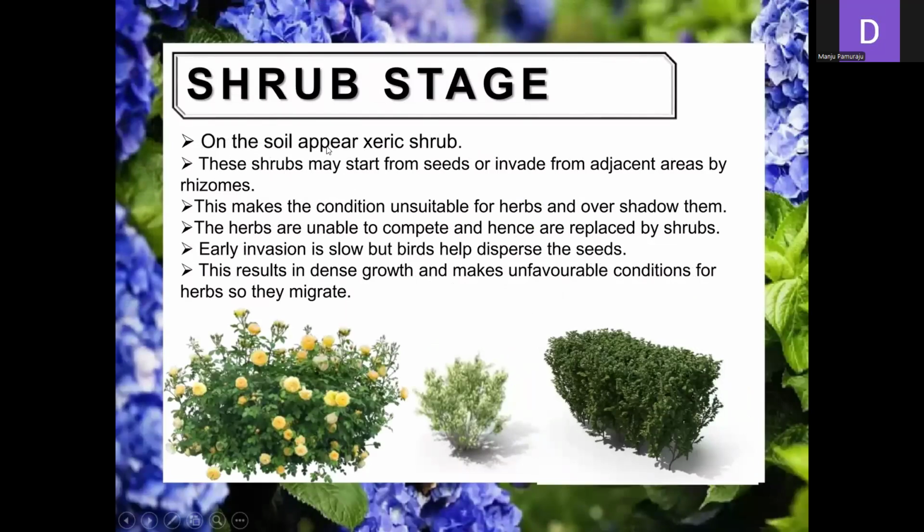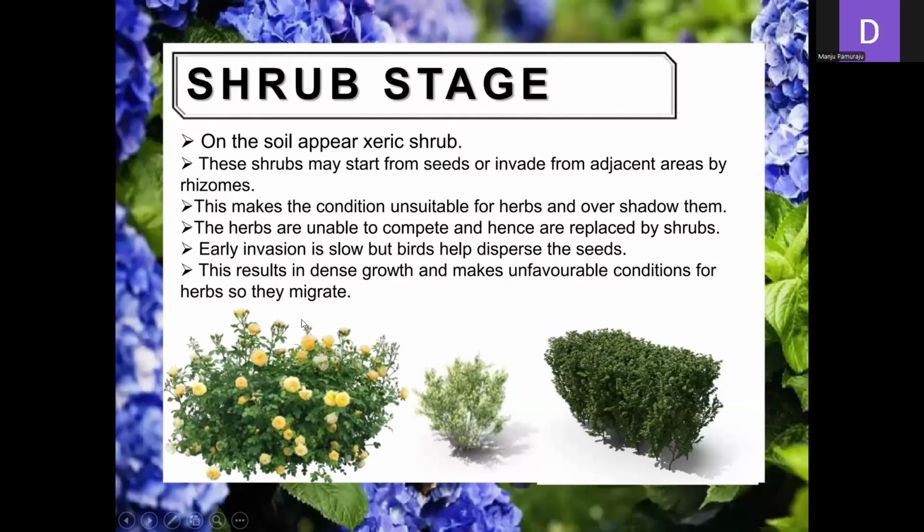On the soil appear xeric shrubs, and these shrubs may start from seeds or invade from the adjacent areas by rhizomes, and this makes the condition unsuitable for the herbs and overshadows them. Due to which the herbs are unable to compete, and hence they are replaced by the shrubs. Early invasion is slow, but birds help in dispersing the seeds. This results in dense growth and makes unfavorable conditions for the herbs.